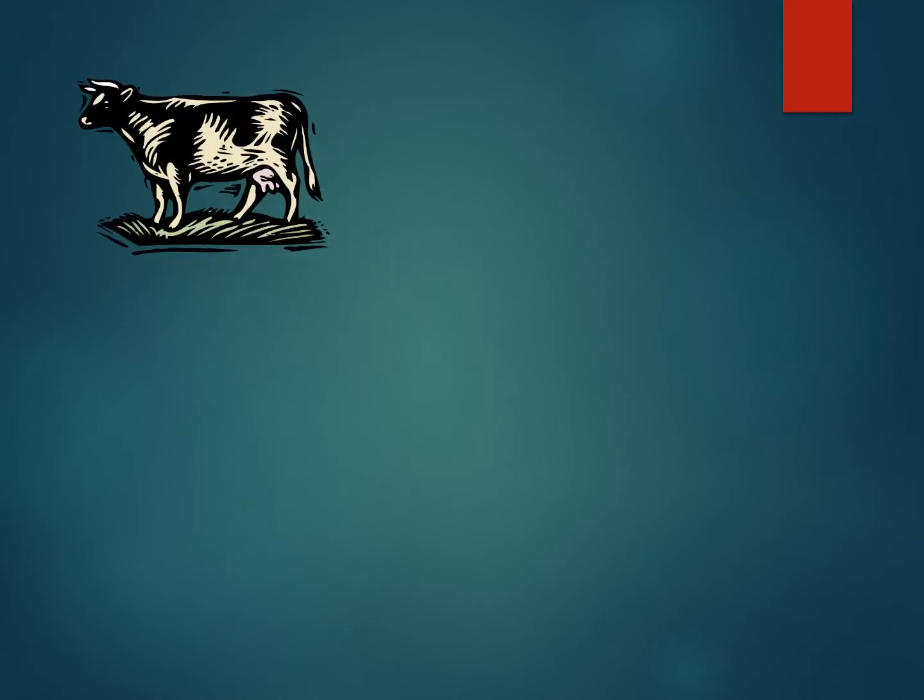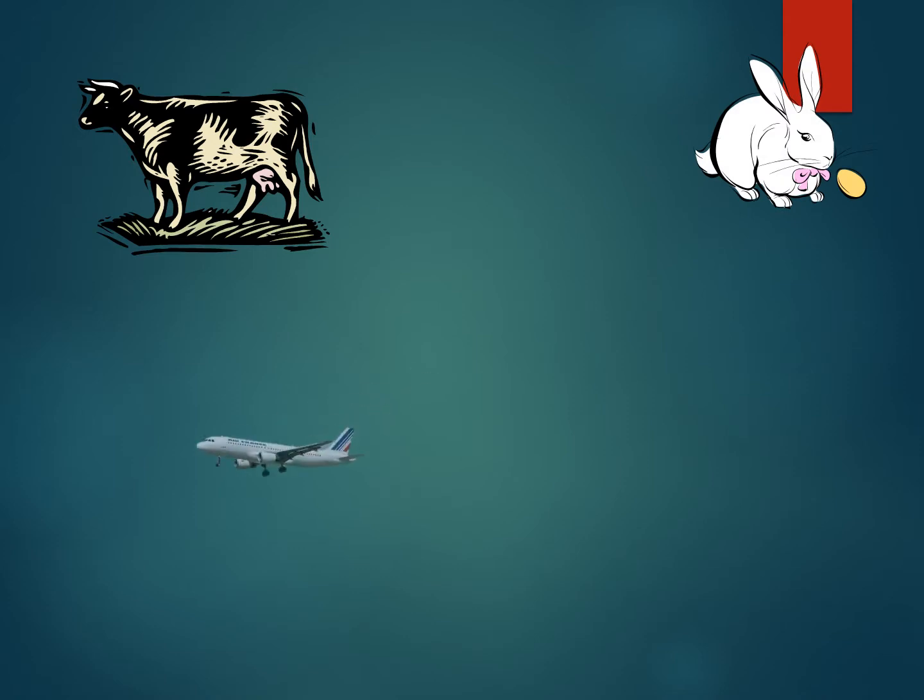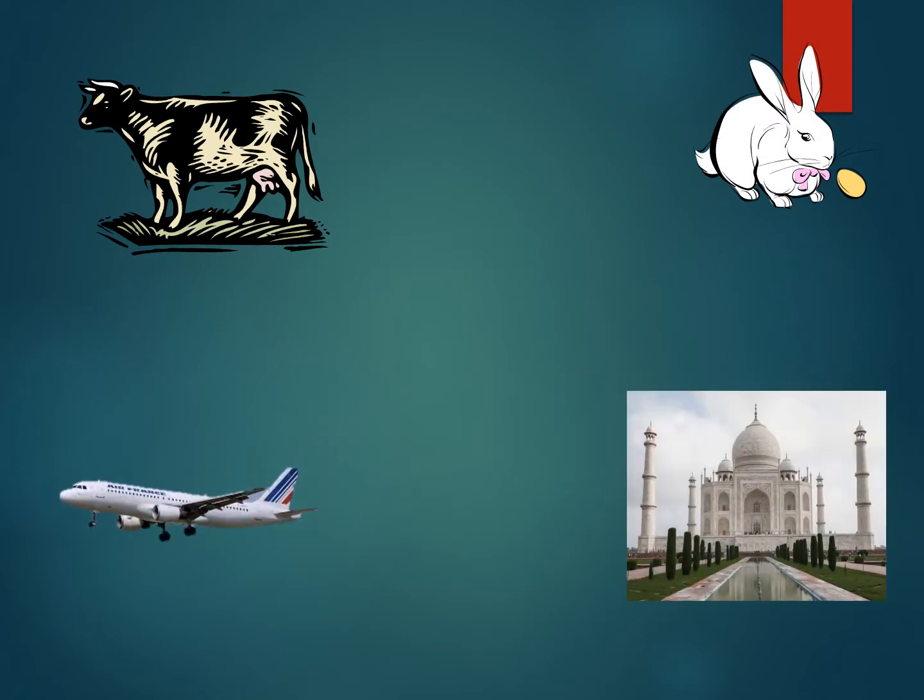A cow, a rabbit, an aeroplane, the Taj Mahal. Students, let us learn articles.